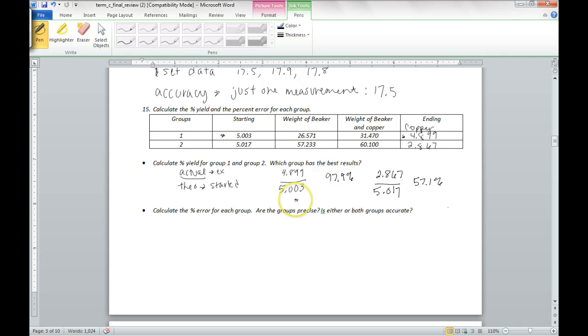So which one would have the best results? It would be trial or group 1, because they were closer to 100. When you're doing percent yield, the closer you get to 100%, the better. Now calculating percent error. Percent error, you want to get closer to 0. So when you're doing percent error, you take your theoretical, which is what you started with, minus your actual, over your theoretical. So we should go 5.003 minus 4.899 divided by 5.003.